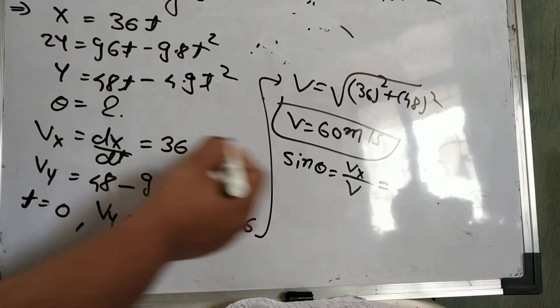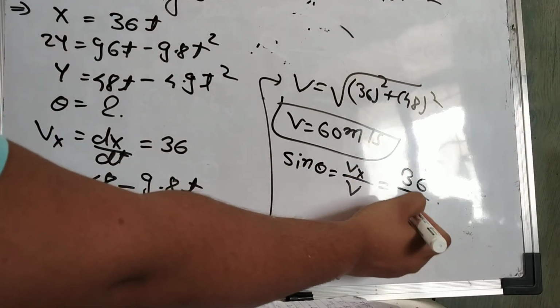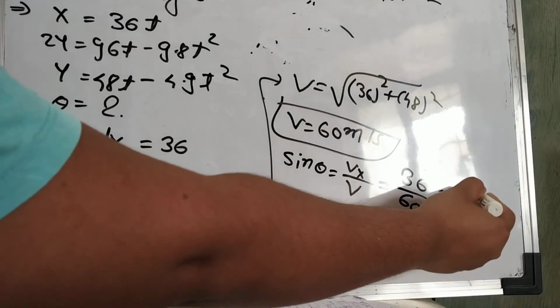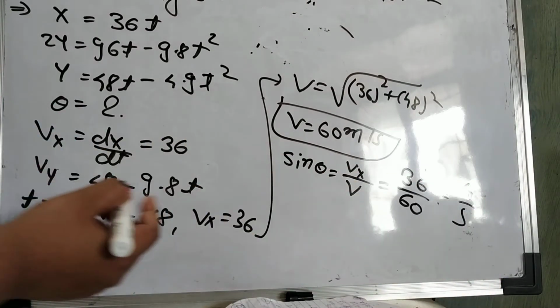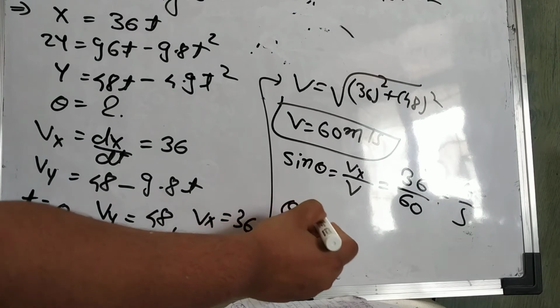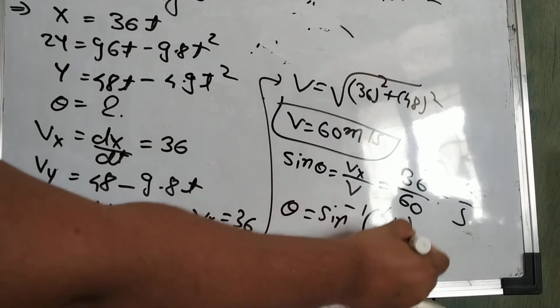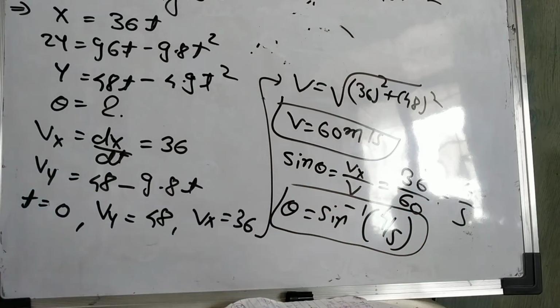Vx is equal to how much? 36. 36 divided by 60. How much is it? 4 by 5. The options are given in the form of sine. Therefore, theta is equal to sine inverse of 4 by 5. So, which option number is correct for this? Option number A is correct.